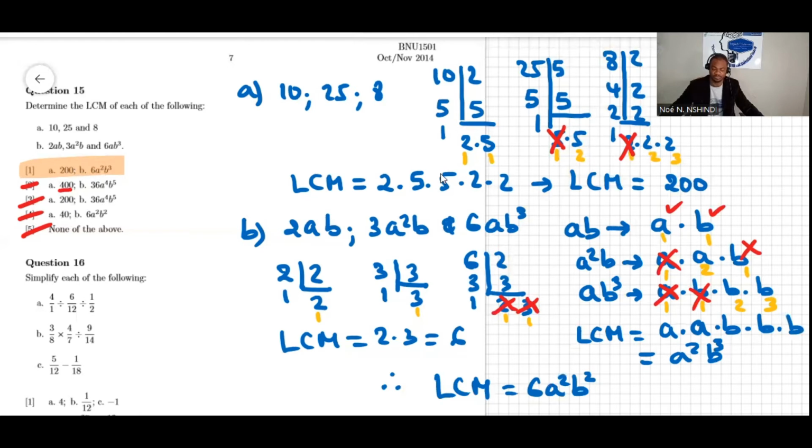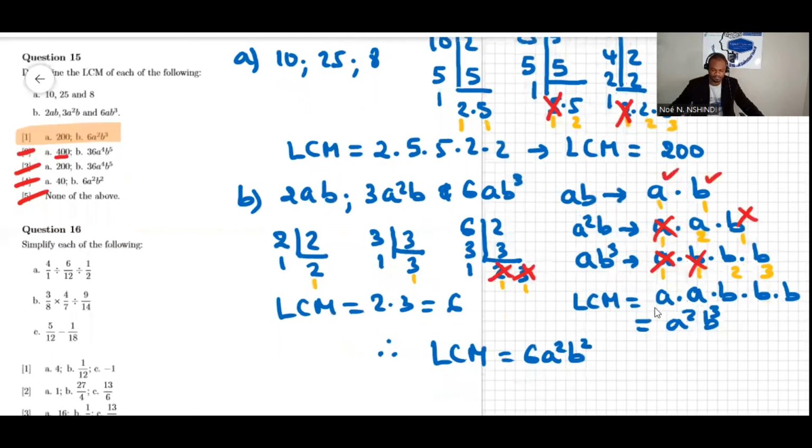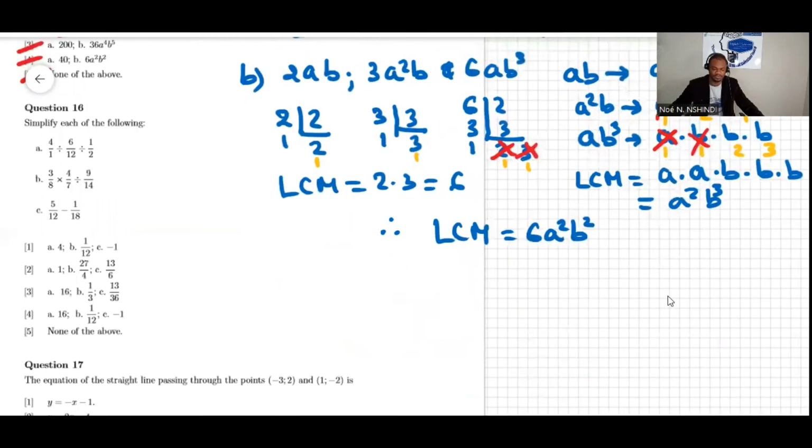So sometimes when we work out, we can also cancel a wrong alternative and get the correct answer when we were over here. Okay. And now the next question is question 16.